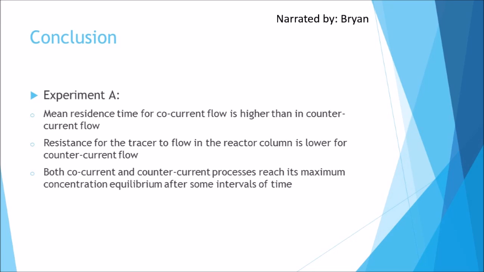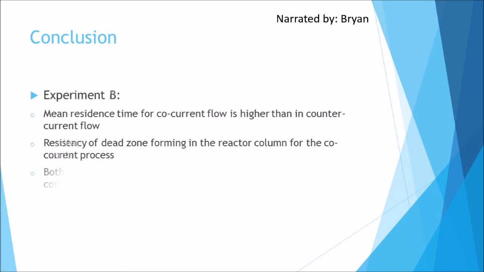For experiment A, the mean residence time for co-current flow is higher than in countercurrent flow. Thus, it can be said that the resistance for a tracer to flow in the reactor column is lower for countercurrent flow. For experiment B, the mean residence time for co-current flow is higher than in countercurrent flow. Dispersion in co-current is higher than in countercurrent for both pulse and step change input.